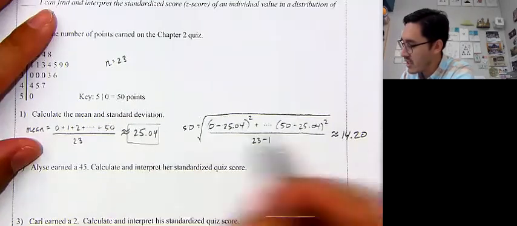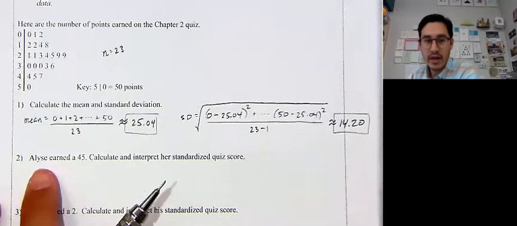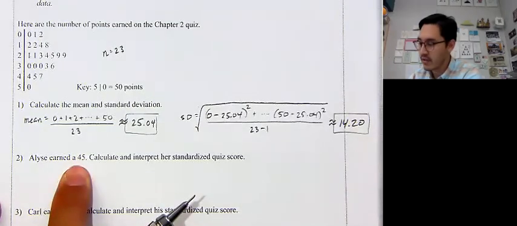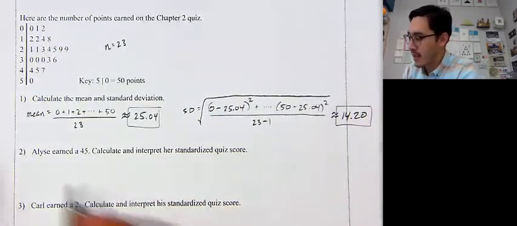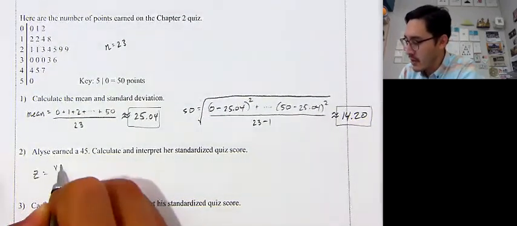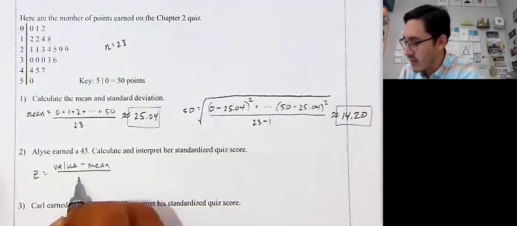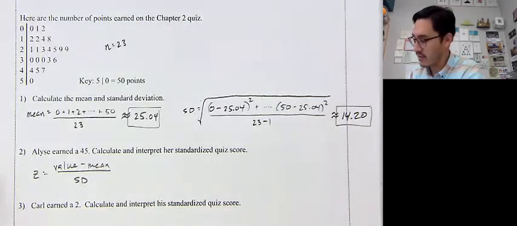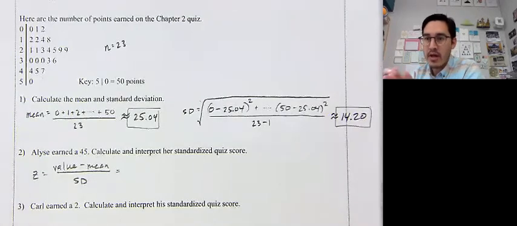Now we have the mean and the standard deviation. Elise earned a 45. Calculate and interpret her standardized quiz score. The z-score is going to be the data value minus the mean, divided by the standard deviation. What this calculates is not how many raw points Elise is from the mean, but how many standard deviations she is from the mean.